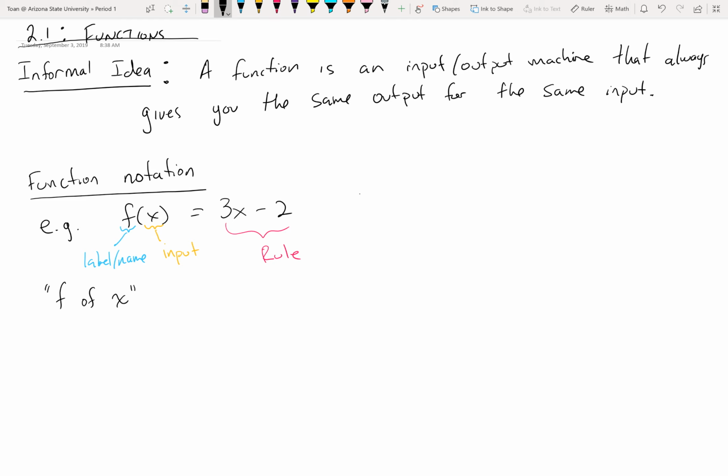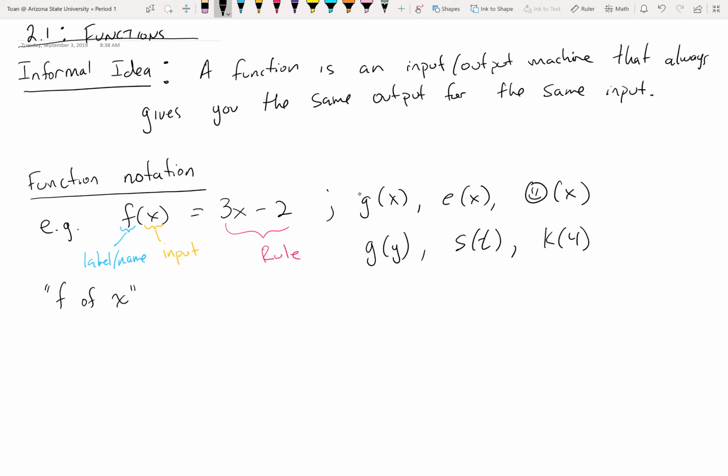When it comes to function labeling, there's no special reason why we use f. I think f is common because f stands for function. But you could have g of x, you could have e of x, you could have anything. You can have smiley face of x if you want. It doesn't have to be x's. You could have g of y, although that's sort of confusing. You could have s of t. So function notation, when you lead it off, it's just a label and an input. Right? It could be numbers as well, k of 4. That's function notation. That says use the k function and my input is 4.